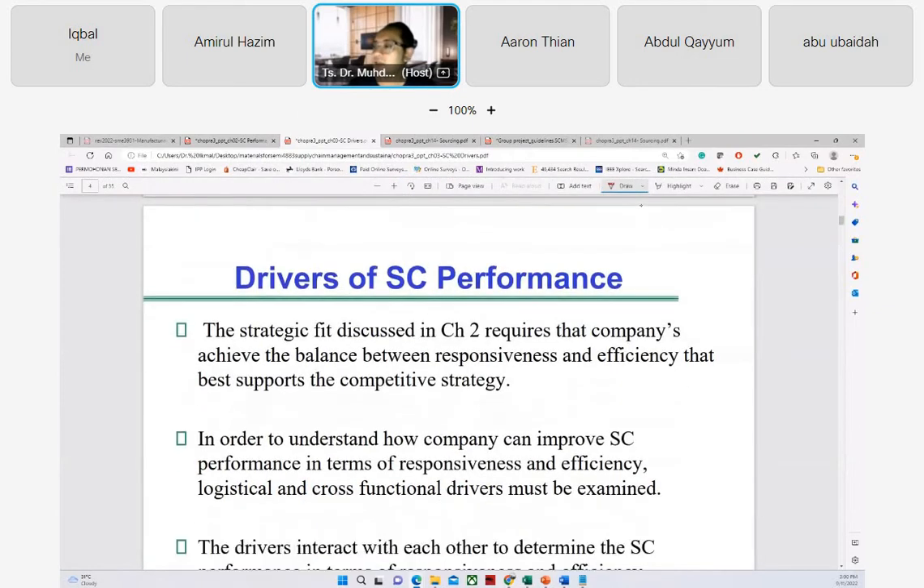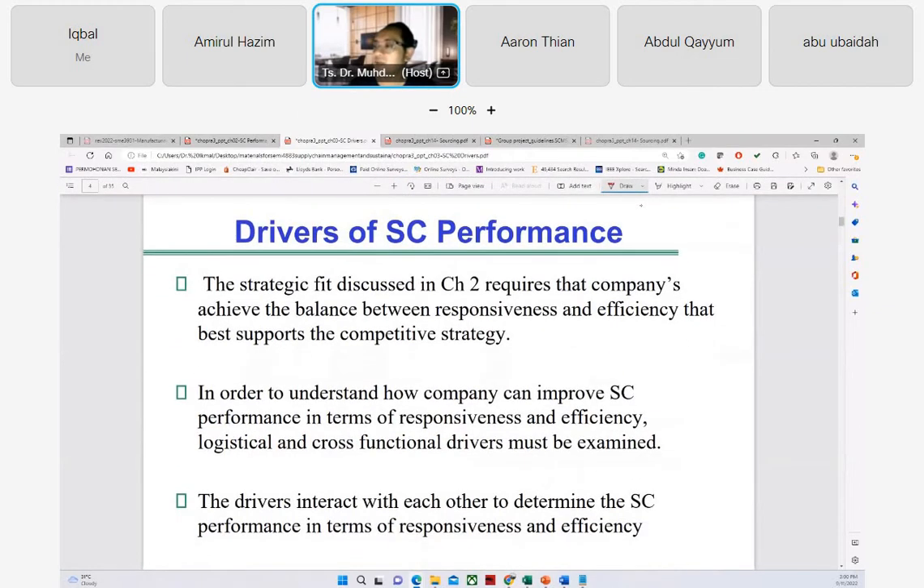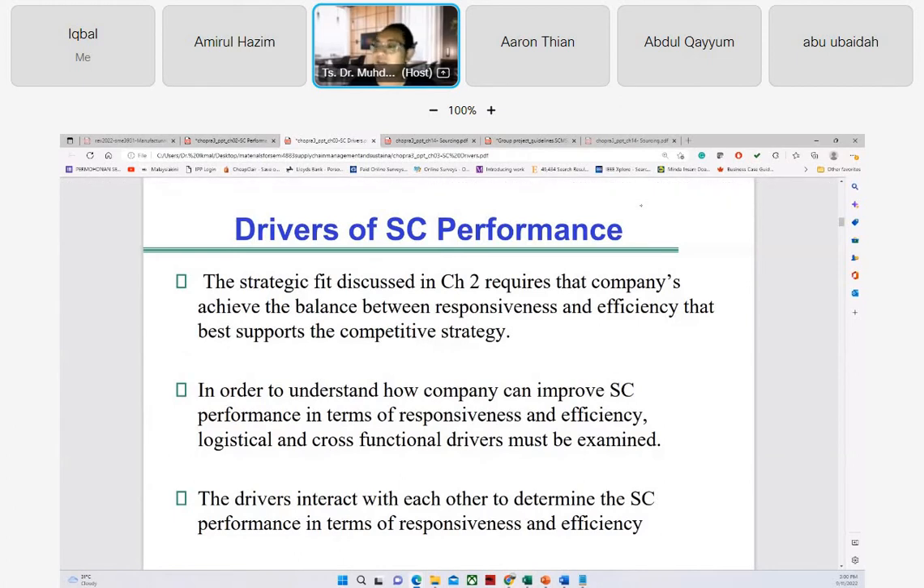It's not difficult because I think this is quite straightforward, so you can understand easily. Drivers of supply chain performance: the strategic fit discussed in chapter 2. We learned about the strategic fit, which requires a company to achieve the balance between responsiveness and efficiency.